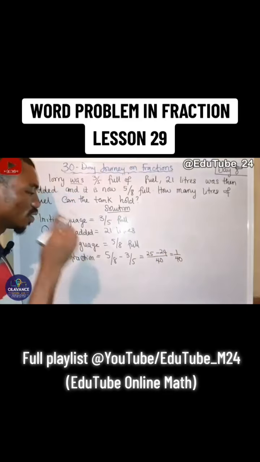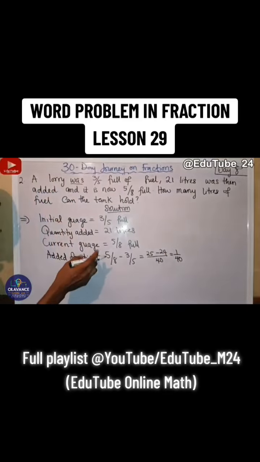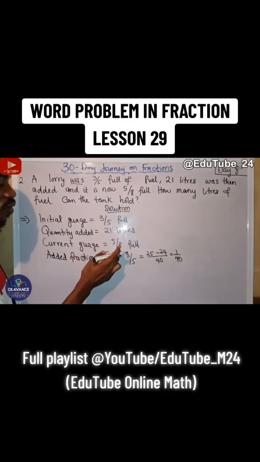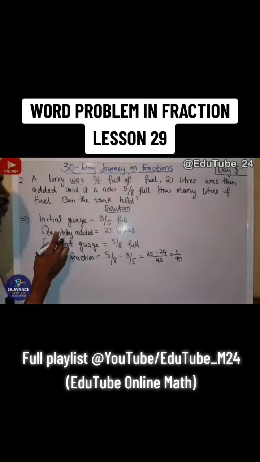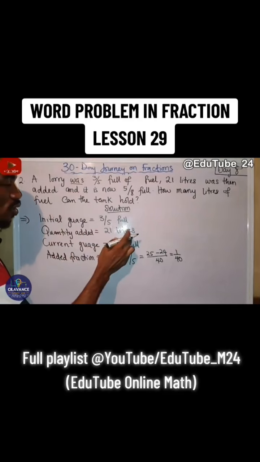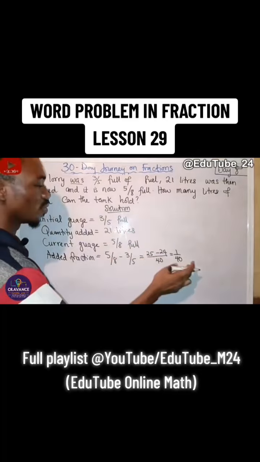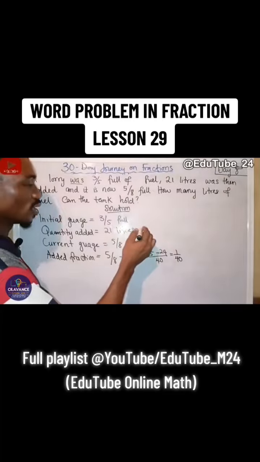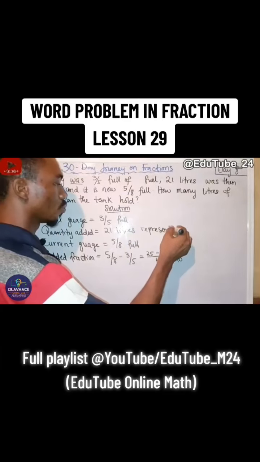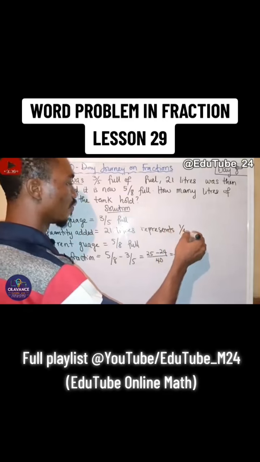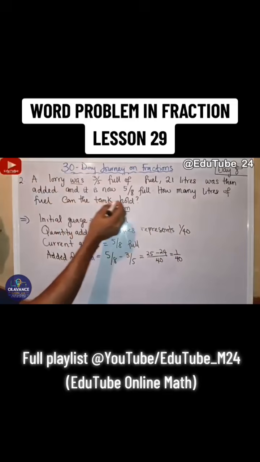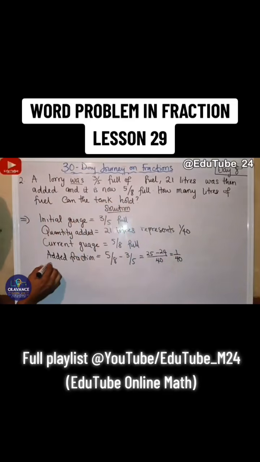So 1/40 of the quantity of fuel was added to this 3/5 to now have a new gauge. So since this is the quantity added, 21 liters, that means 21 liters represents this fraction, because this is the fraction of quantity that was added. So 21 liters represents 1/40. So if 21 liters represents 1/40, then the question now says how many liters of fuel can the tank hold? That means the capacity of the tank.